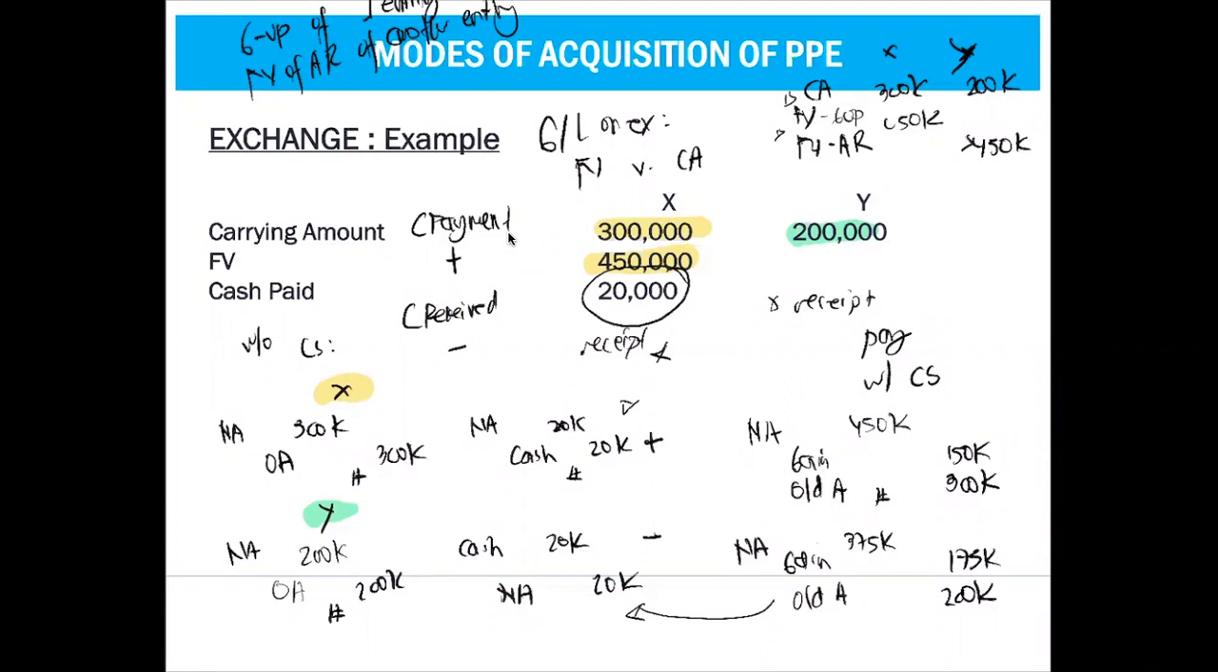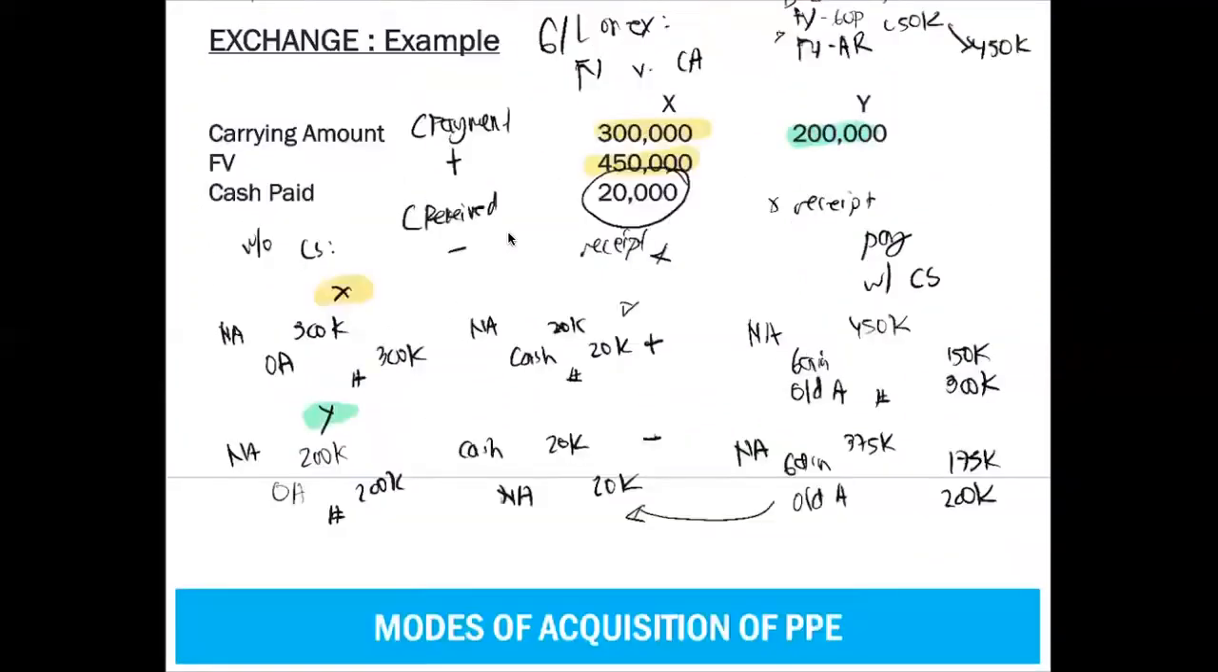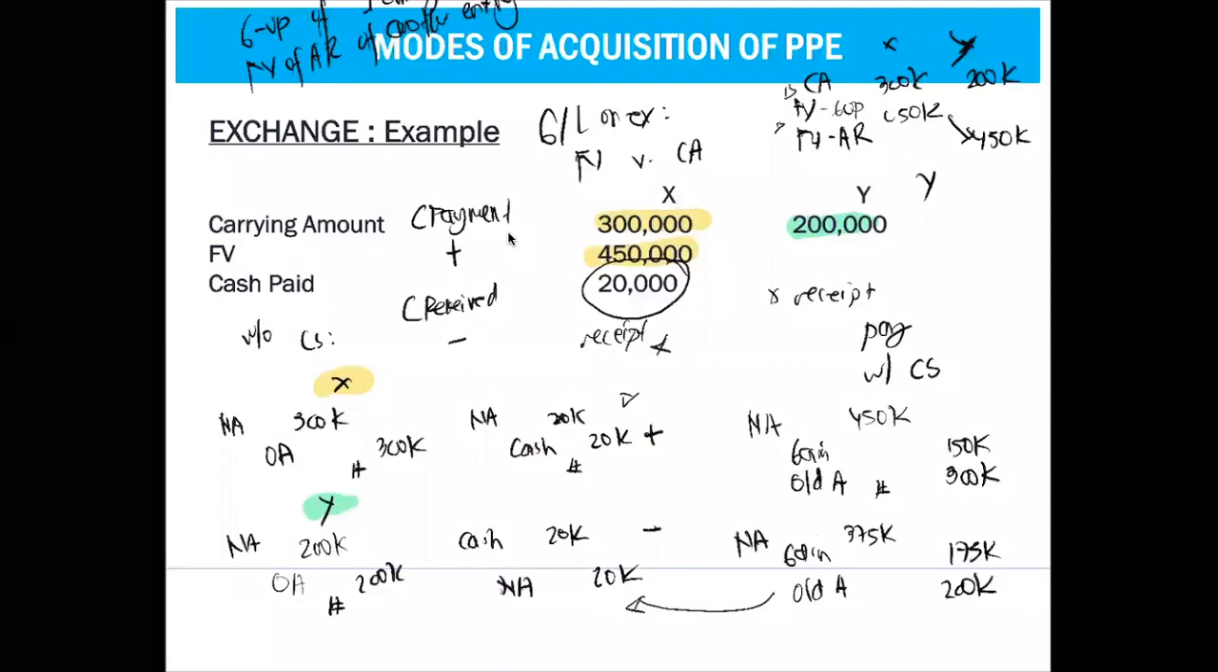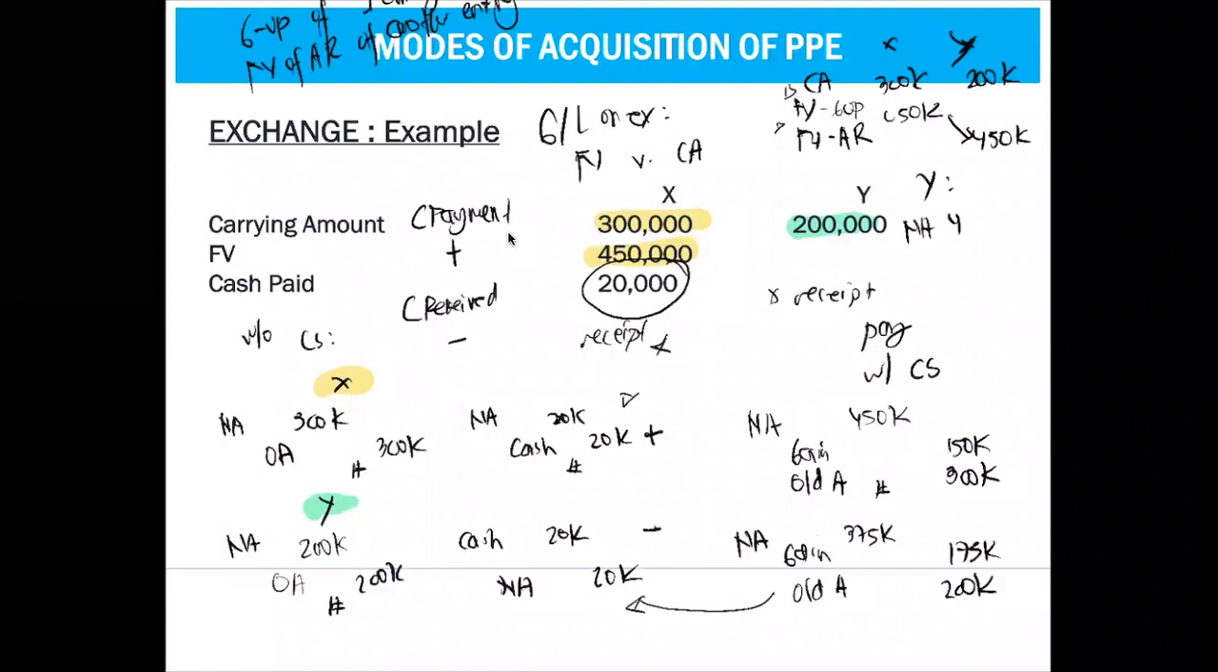Okay? So it's purely the 450,000 from X. So paano natin i-record yung kay Y? I-record naman na rin natin siya sa 450 kasi nga walang given up. So i-record natin siya sa 450. So in Y's books, what is our entry? So we have new asset at 450. We remove the carrying amount of the old asset at 200. So the difference of 250,000 is considered gain.